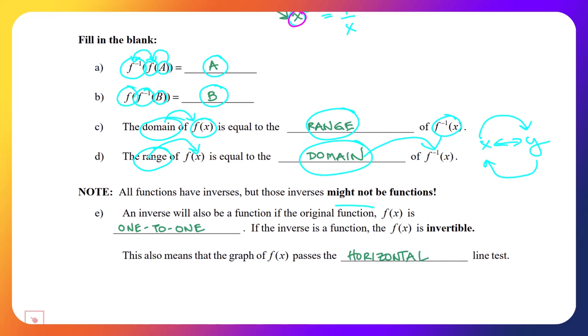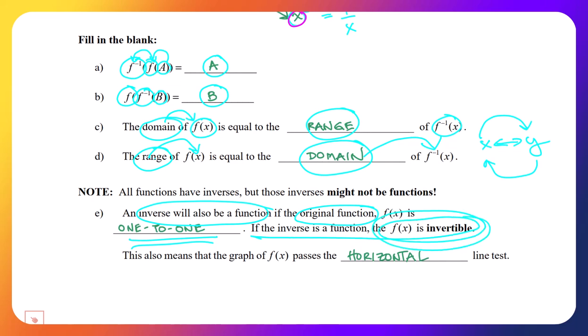So if we have the original function, and if the inverse is also a function, then it's one-to-one. One x, one y, one y, one x. And if the inverse is a function, we call that function that we started with invertible. We can take the inverse, and the inverse is also going to be a function. And if I do that, then every x is one y and every y is one x. It'll pass the horizontal line test.